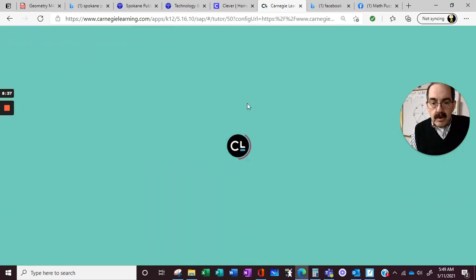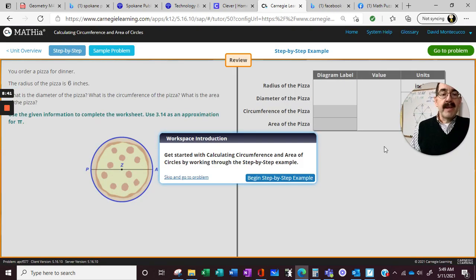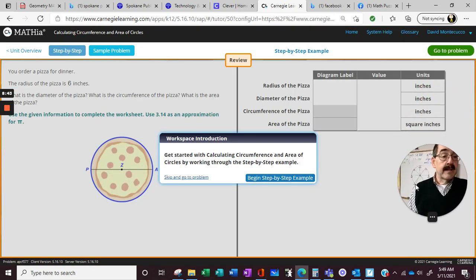Alright, so hopefully you all participated this week. If you haven't, you'll be amazed how fast and actually kind of fun it is. So we've got our pizza. We have half a pizza. The radius, the r from Z to P or Z to A, is 6. What is the diameter of the pizza? What is the circumference of the pizza? What's the area of the pizza? That's what we did in class this week.